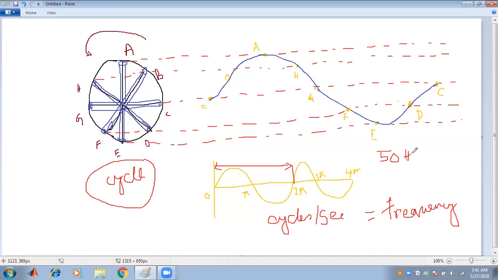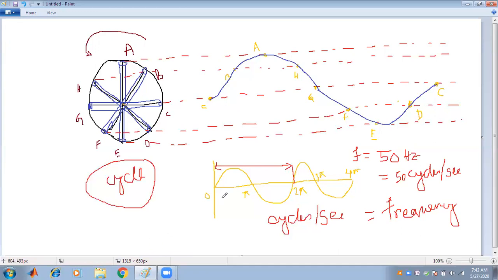Hz is the unit of frequency, called hertz. It means the standard frequency in India is 50 cycles per second. That is the generally known value of frequency. Our frequency is calculated from the cycle, and this cycle is repeated.